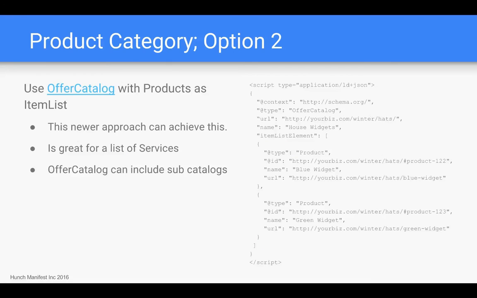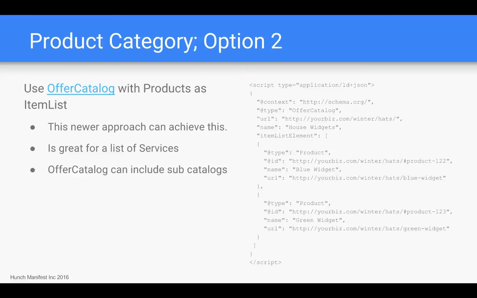So option 2 is an offer catalog which came out maybe in late 2015. This is a concept that's more specific item list, and what you can do with this is group together your widgets. This is a newer approach. It's great for listed services also, and it can even include subcatalogs. So you might want to have your offer catalog for a list of products. On the right-hand side, you see this one's for house widgets, the item list elements. Each one of those would be for each one of your products or services that you're trying to list here for your product category page.